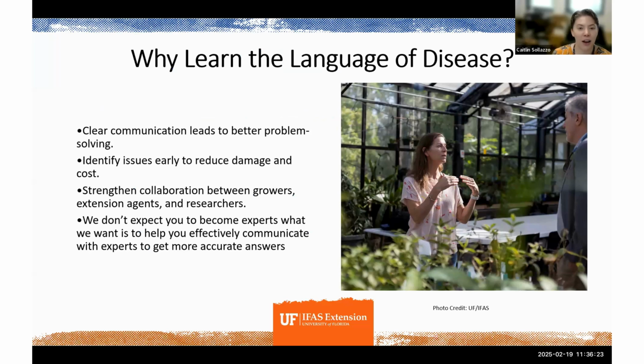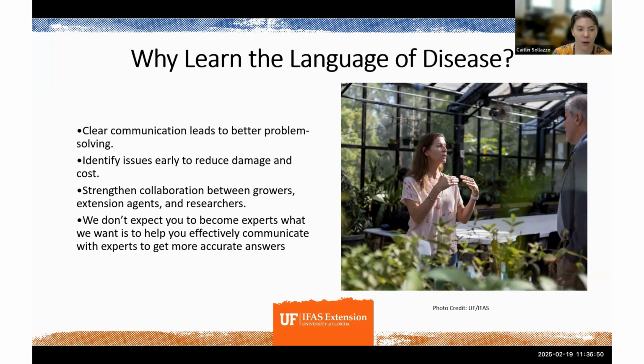All right, so why are we going to learn disease? The most important thing is we just want to have clear communication, and this is in regards to everything we do. We'll learn some terms, and it's always important to use some of these more technical terms, but a lot of times just using more descriptive terms, whether they're technical or not, will be beneficial. So we just want to make sure we communicate clearly when we're discussing problems with someone else.